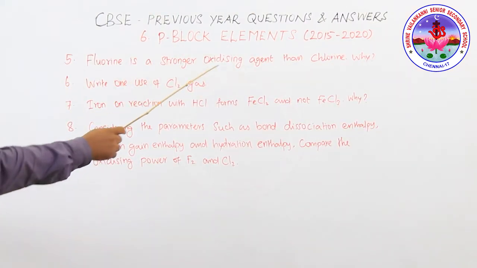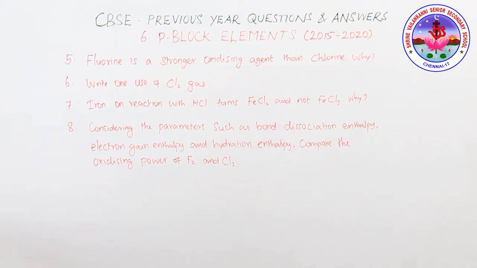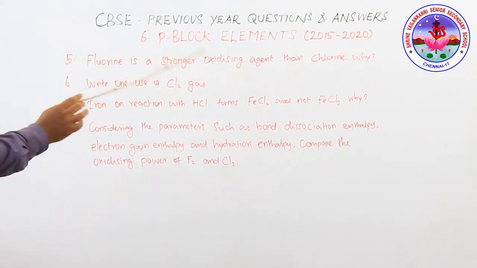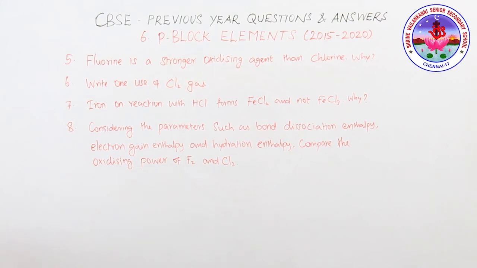Okay, look at the question, students. Fluorine is a stronger oxidizing agent than chlorine. Why? What's the reason here? Fluorine has low bond dissociation enthalpy, higher hydration energy of fluoride ion and high electron gain enthalpy. That is why fluorine is a stronger oxidizing agent.